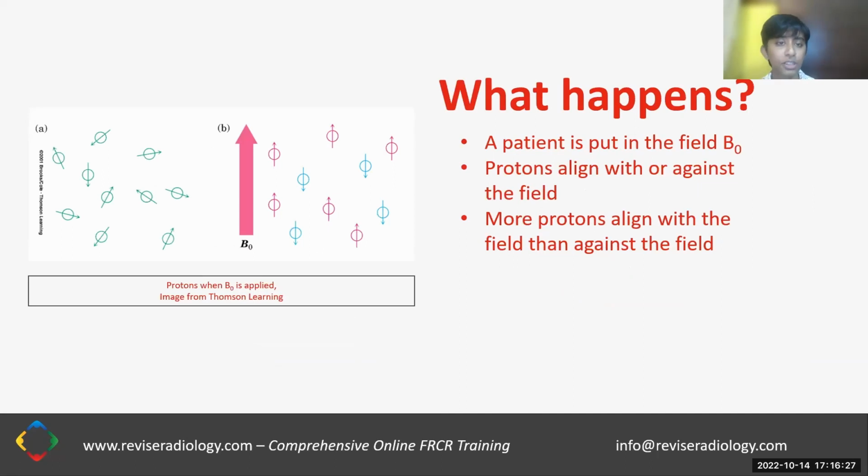The patient is put in the field B naught, which is exerted by the main magnet. This field B naught can have values of either 1.5 Tesla or 3 Tesla. You should know that this is a very, very strong magnetic field, several times greater than the magnetic field of the Earth. So the patient is put into this magnetic field, which is created by the main magnet.